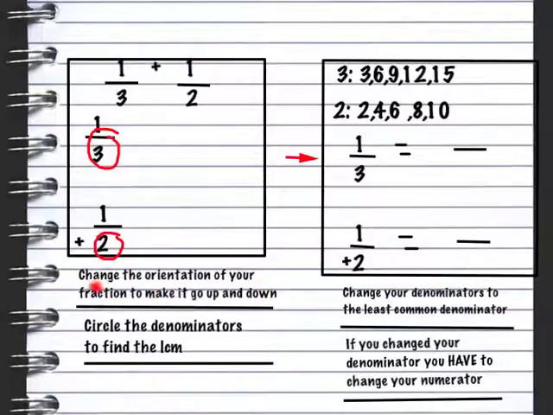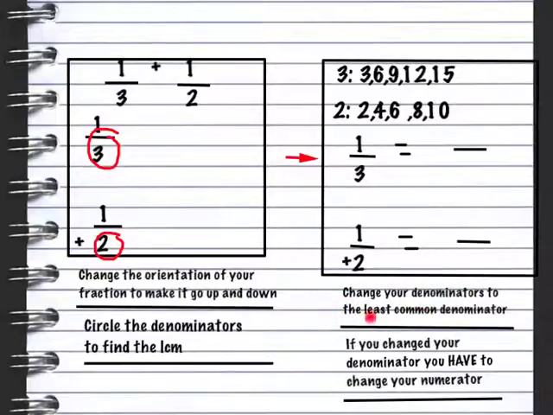My first step always is to change the orientation of your fraction to make it go up and down. So here's from side to side, here is up and down, and we want it to go up and down. My next step is to circle the denominators to find the LCM. I circled both of these, as you can see, and I need to compare 3 and 2.